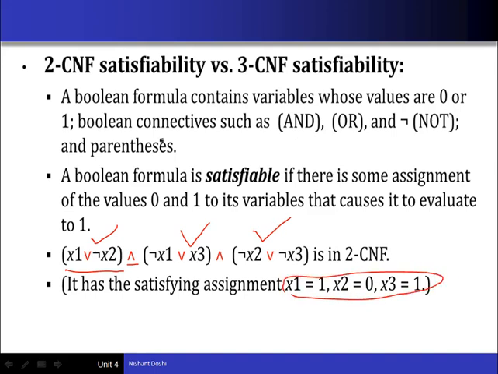So this 2 CNF is a polynomial time algorithm, while in 3 CNF, all the brackets have 3 literals, which you OR, and then AND, and it can be any number of clauses. So this particular problem is an NP complete problem. Okay, so that's what you have to check out.